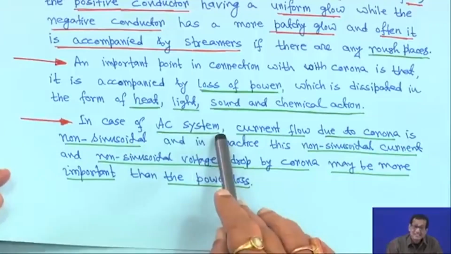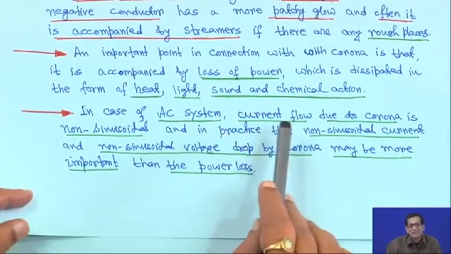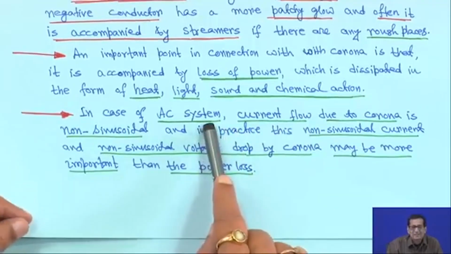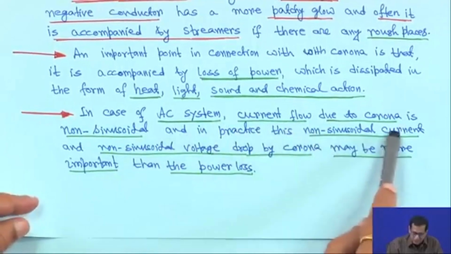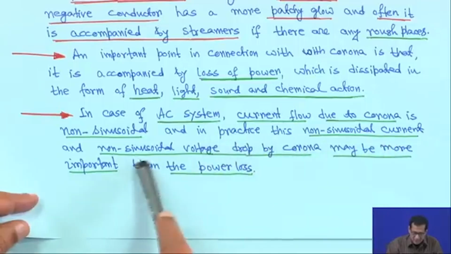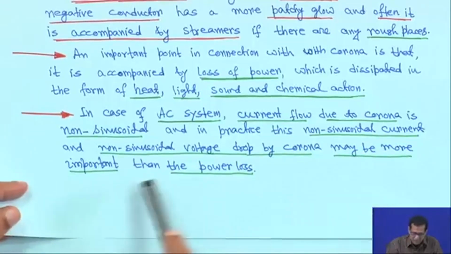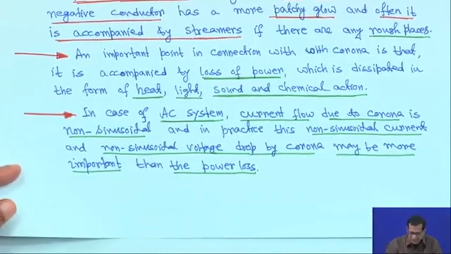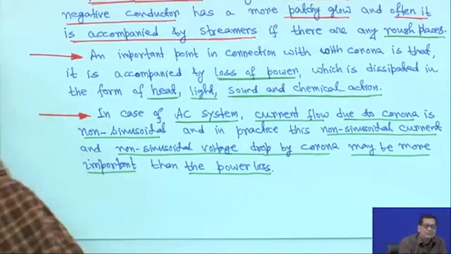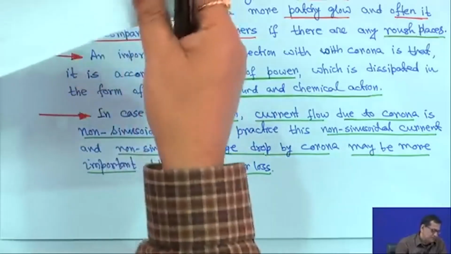Now, in case of AC system, of course, all overhead transmission lines apart from HVDC lines are AC systems. Current flow due to corona is non-sinusoidal, and in practice this non-sinusoidal current and the non-sinusoidal voltage drop caused by corona may be more important than the power loss. So, sometimes it causes problems, but corona also contributes a significant portion of the power loss.